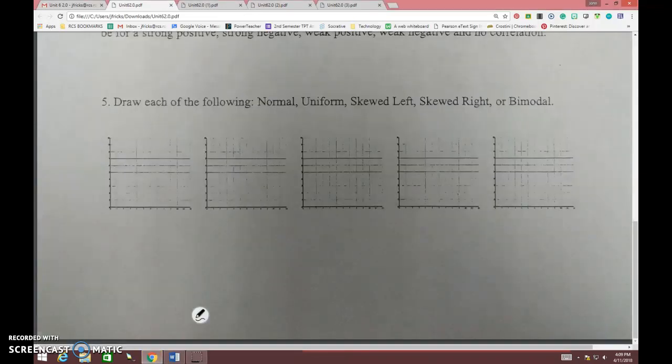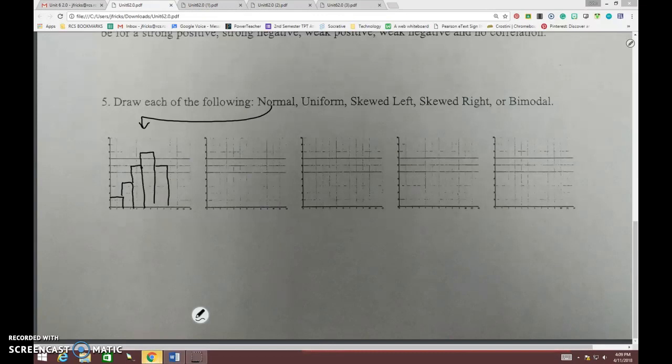Question number 5 says draw each of the following. So let's start with normal. So for normal distribution, that's going to be this one here. We're going to have a symmetric set of data. In other words, I like to call it one hump data. It's going to only have one hump in the data set. So when you follow it, it goes up, comes back down. So one hump in the data set.